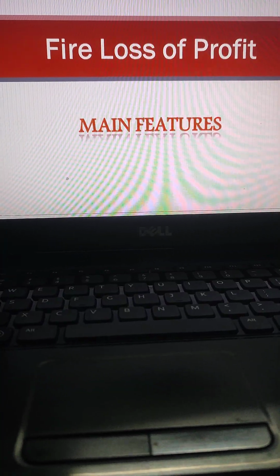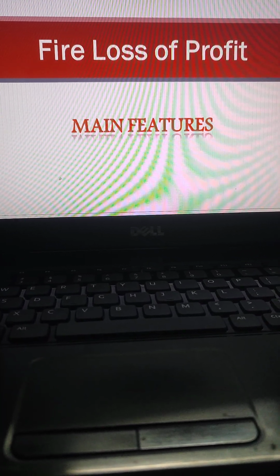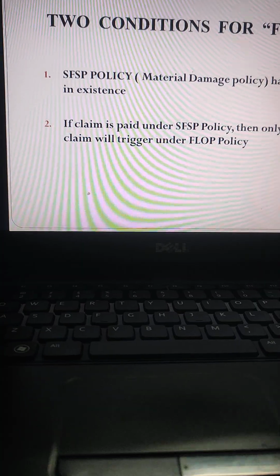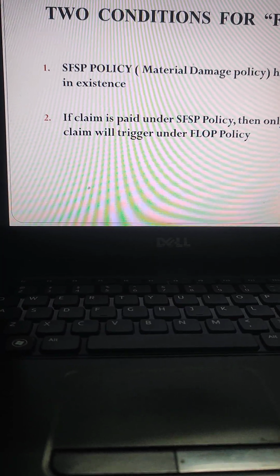Let us discuss the new product today that is called Fire Loss of Profit Insurance. Fire Loss of Profit Insurance. See, two conditions for fire loss of profit policy are there.